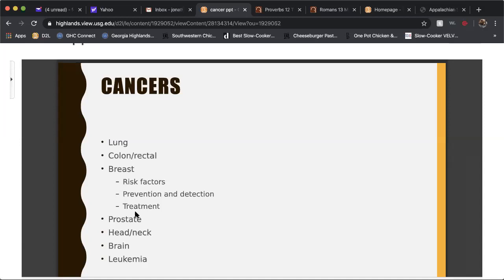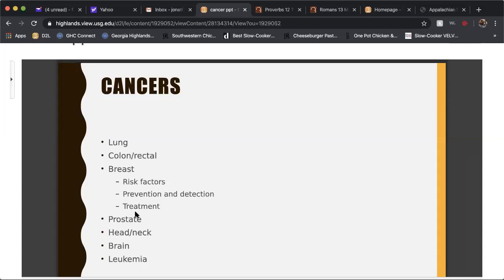Prostate cancer is another very common cancer. This is typically found in older males. It can be found in younger males, but it can't actually be found in females because females don't have a prostate. So that's good news for you females.